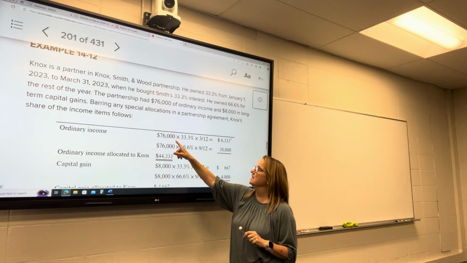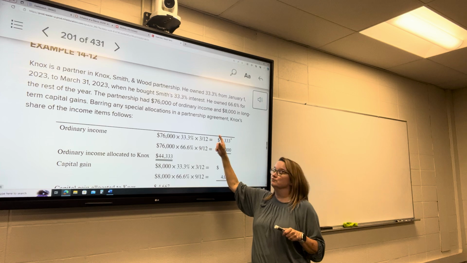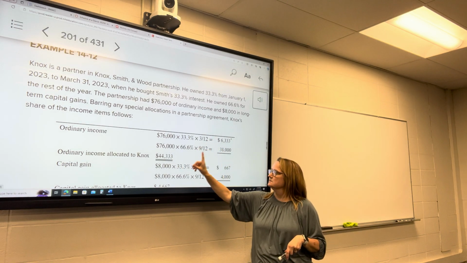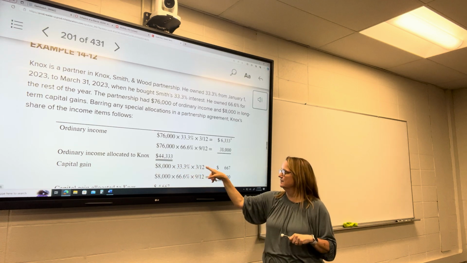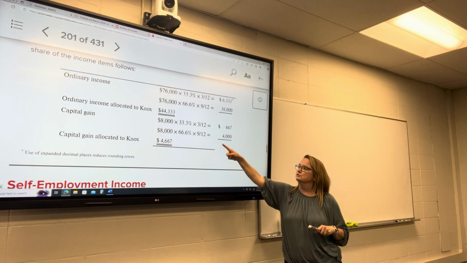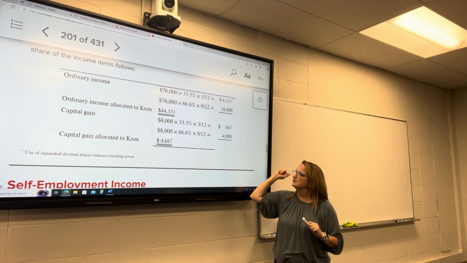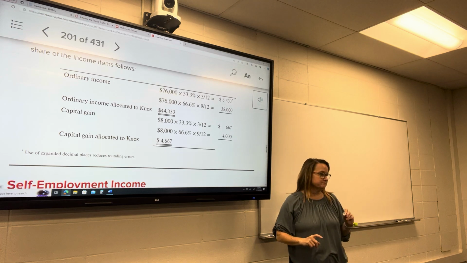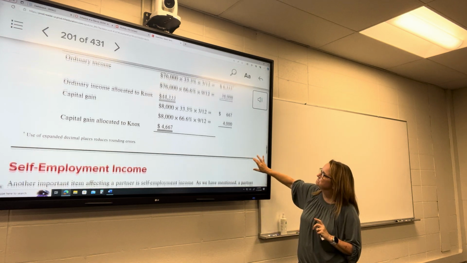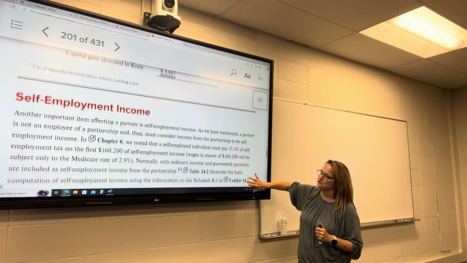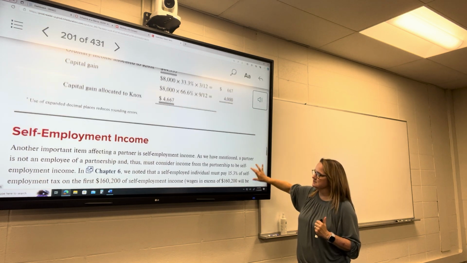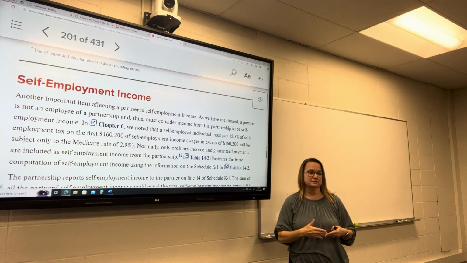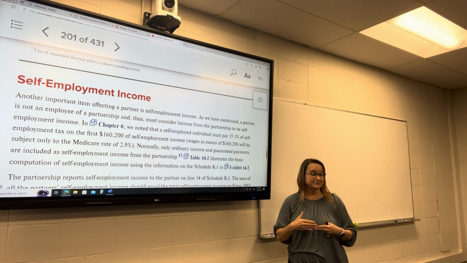So 76,000, he would get a third of that for the first 3 months of the year, 2/3 of it for the remainder of the year. Same thing for the capital gain, a third of it for the first 3 months of the year, 2/3 for the remainder of the year. So the capital gain that's allocated to him is there, 4667. So that's where, like I said, the ownership percentage changes during the year. Because as much as accountants would love to have every transaction happen on December 31st at the very end of the day, it doesn't always work that way.